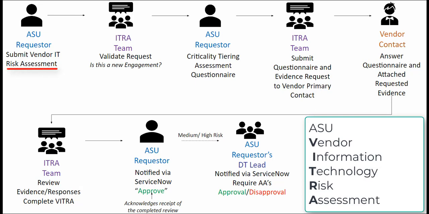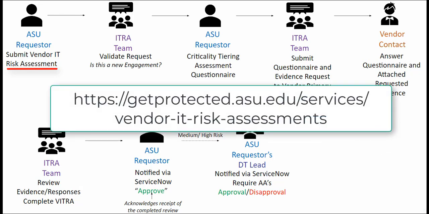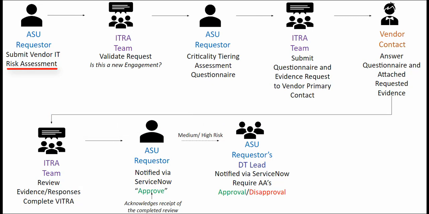The process begins when you, the ASU requester, submit an IT risk assessment. You can do this from ServiceNow or from the Vendor IT Risk Assessment website. In this assessment, you will describe the software, the vendor, and your business process for using the software. The request will go to the IT Risk Assessment team, who will see if this software is already in our system. If it is a new software, they will send you a tiering questionnaire.